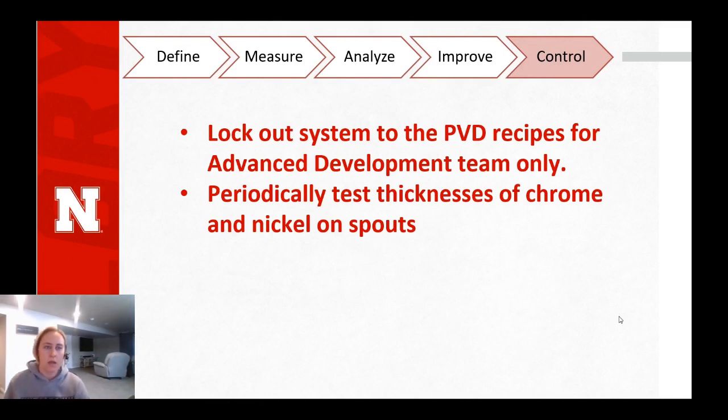But again, the highest correlation that we saw was for the plant, and so controlling that PVD recipe is critical moving forward.